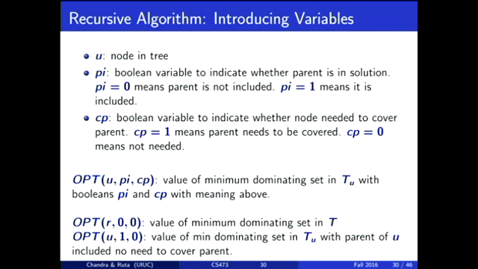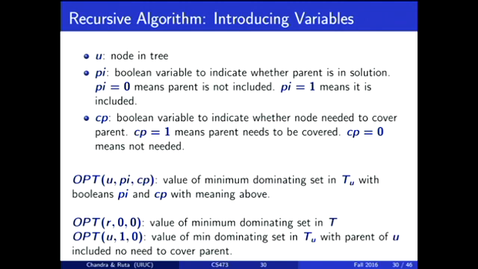I need at least that much information to separate the problem, but it's not even clear that that is sufficient. But we'll try with additional variables and see if this helps. So what I am trying to tell you is to consider this value, Opt. I want to solve a problem at a child, not just independently, but under two conditions. I want to know the value of the optimum solution to dominate all the children in TU with two additional Boolean variables, which tell me whether my parent is included and whether I am responsible for covering my parent.